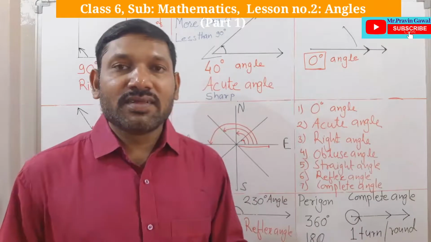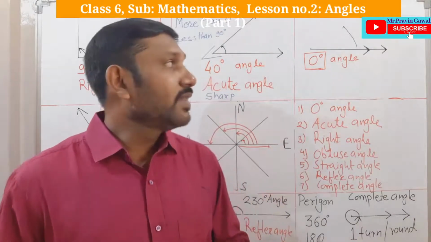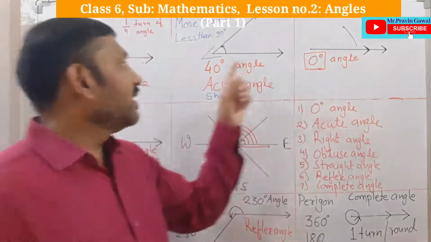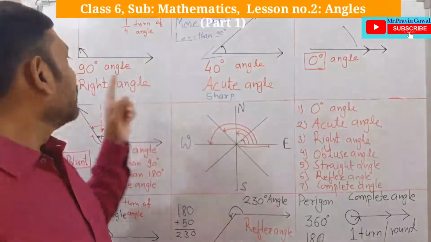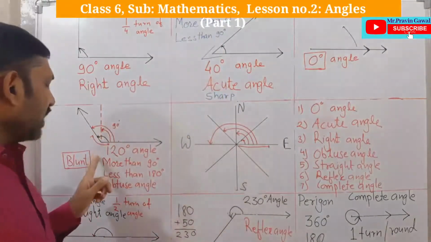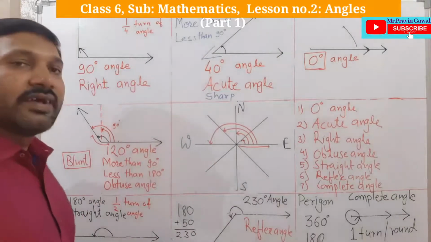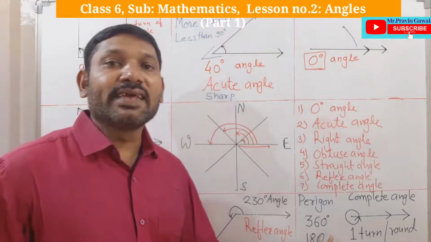Okay, student. So student, we have learned today the 0 degree angle, then acute angle, right angle, obtuse angle, straight angle, reflex angle, and a complete angle.